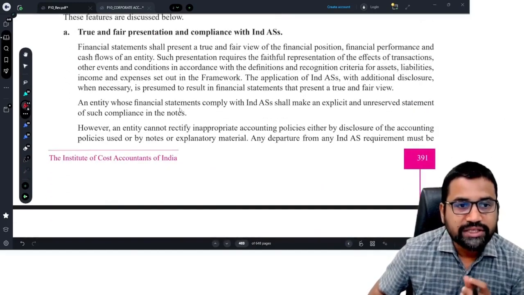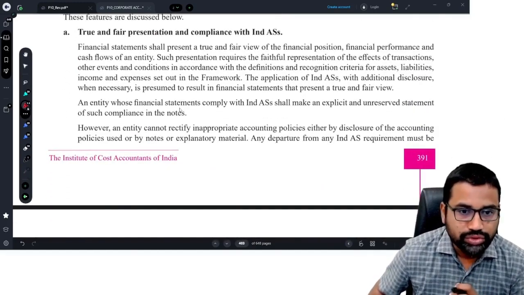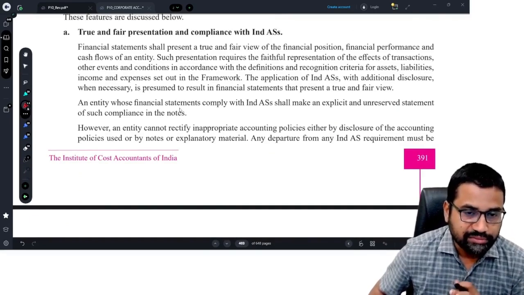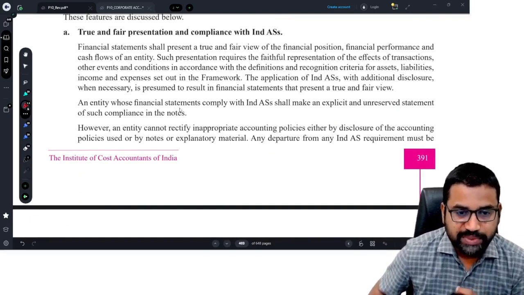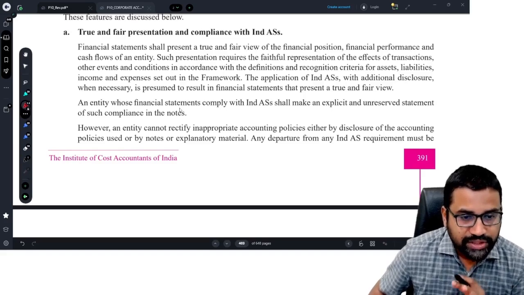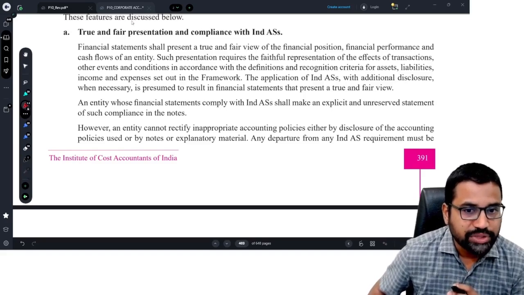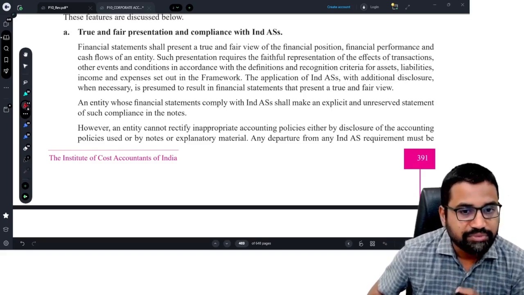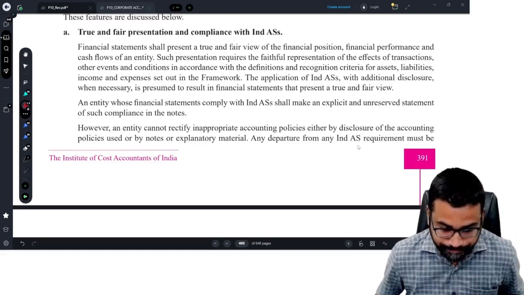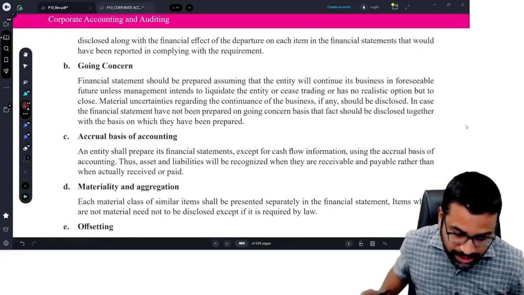The financial statement should contain all truth and fair presentation. Whatever you are reporting, incomes, expenses, losses, gains, everything should be true. So that is the first feature the financial statement should have. Always remember the financial statement should have a true and fair view. Now, second one, going concern.